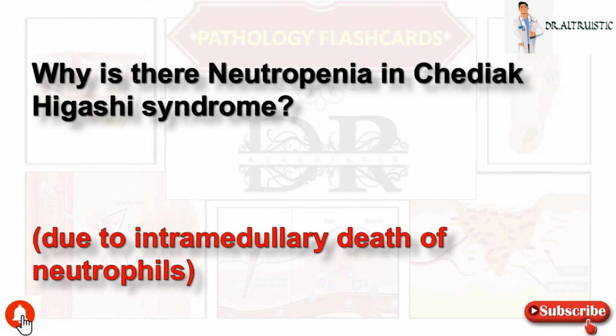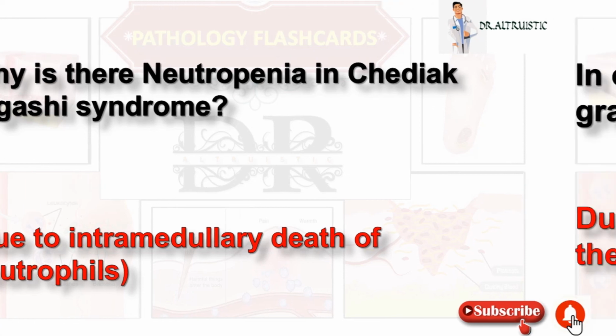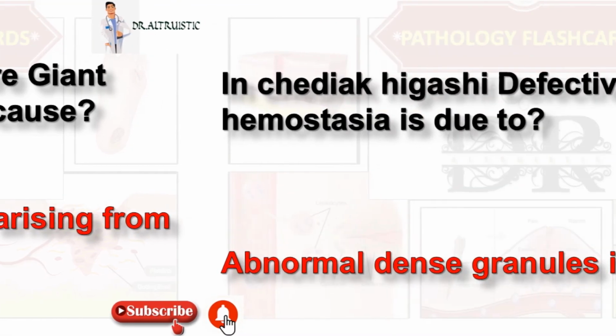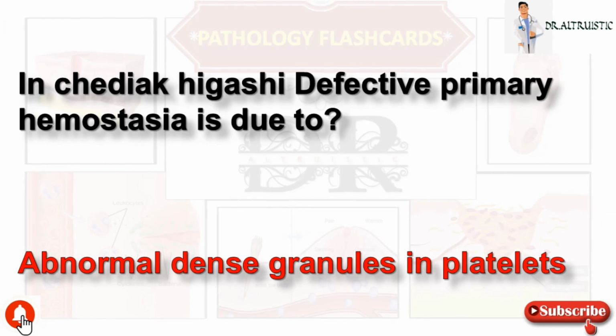Why is there neutropenia in Chediak-Higashi syndrome? Due to intramedullary death of neutrophils. The giant granules in leukocytes are due to fusion of granules arising from the Golgi apparatus. Defective primary hemostasis is due to abnormal dense granules in platelets.